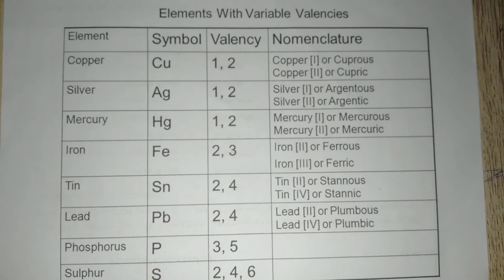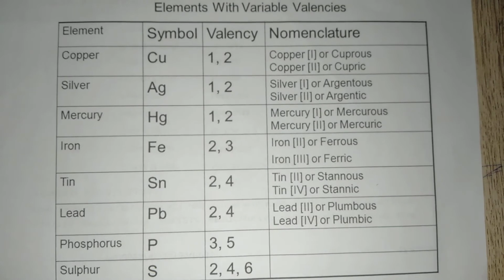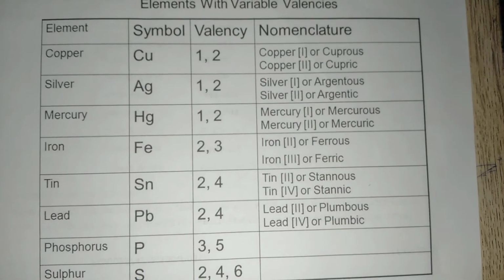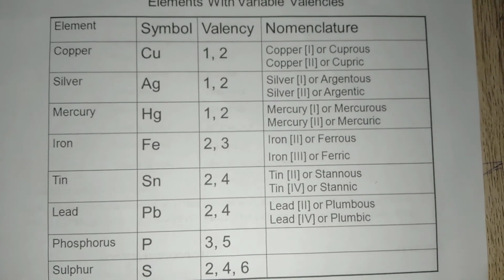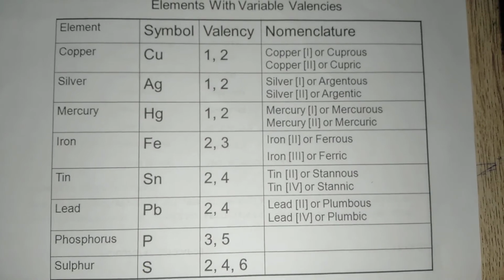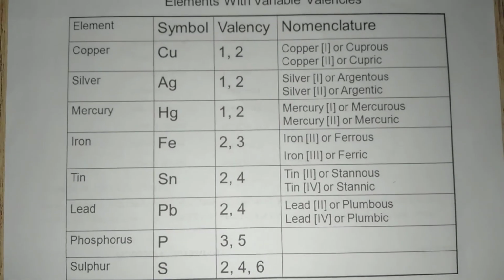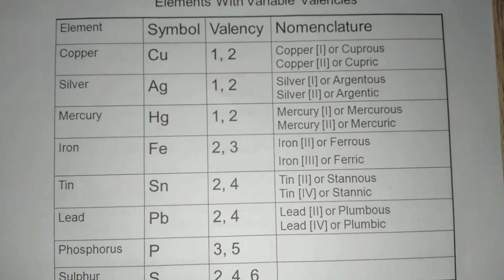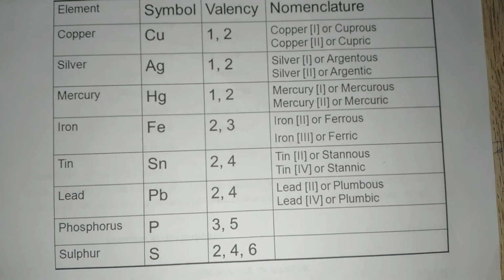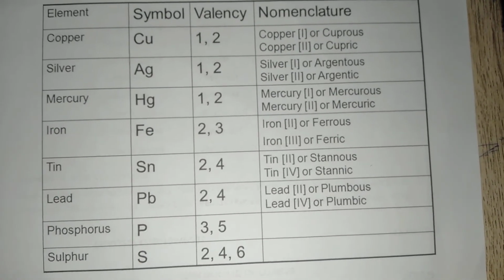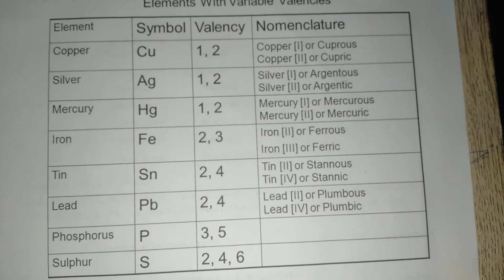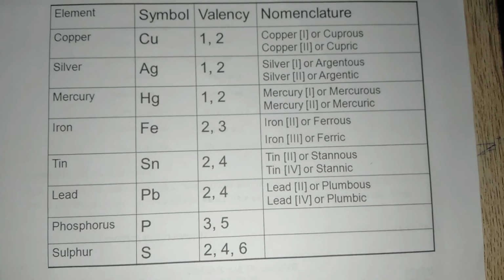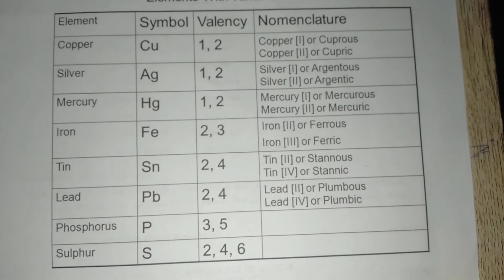Elements with variable valency. Copper, symbol Cu, its valency is 1 and 2, its nomenclature is cupric. Silver, Ag, 1 and 2, also called argentic. Mercury, Hg, 1 and 2, its nomenclature is mercuric. Iron, Fe, 2 and 3, its nomenclature is ferric. Tin, Sn, 2 and 4, its nomenclature is stannic. Lead, Pb, 2 and 4, its nomenclature is plumbic.